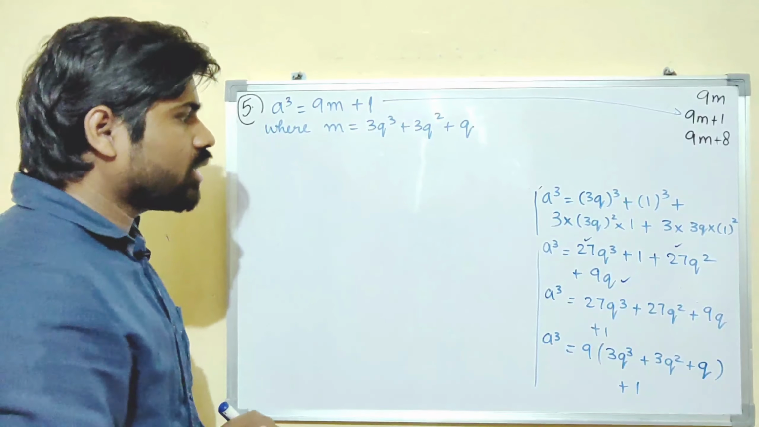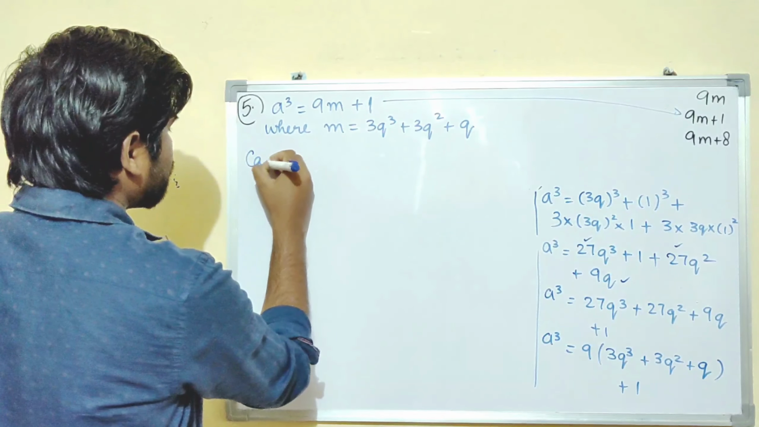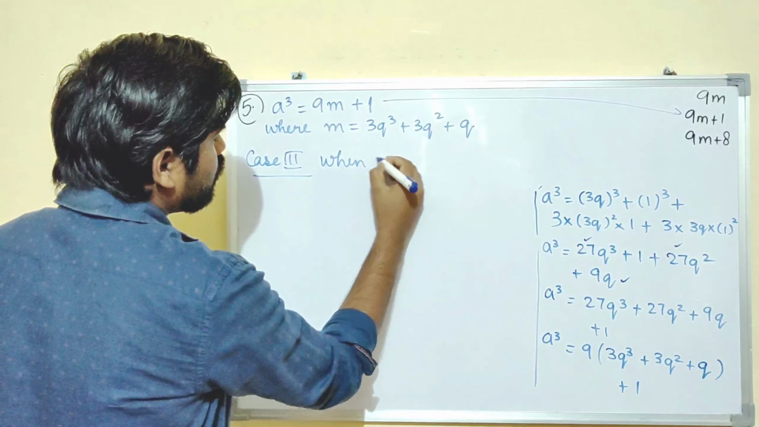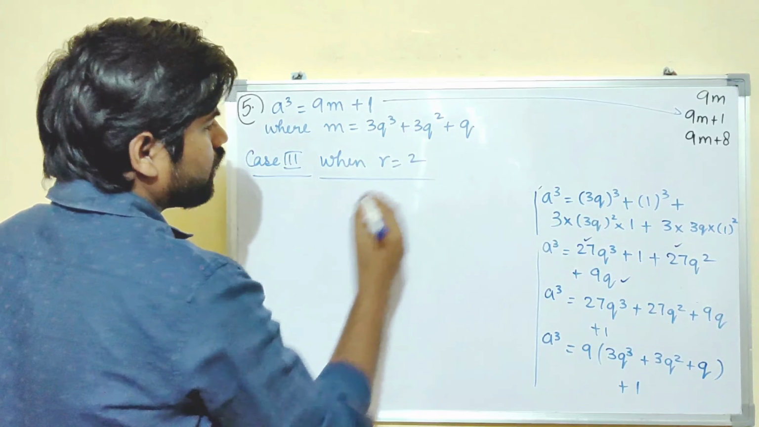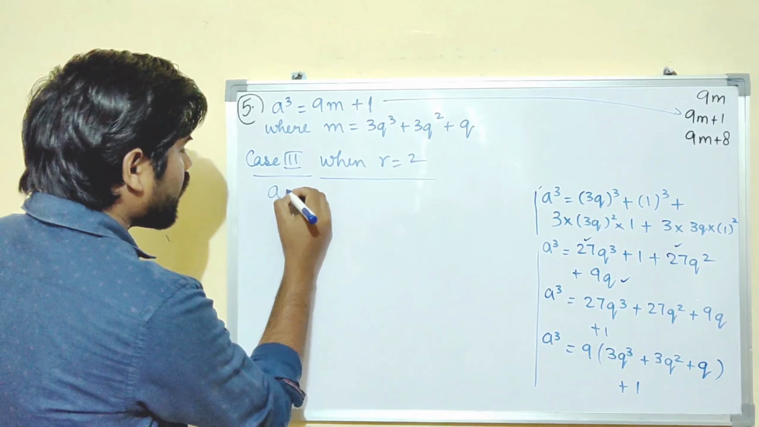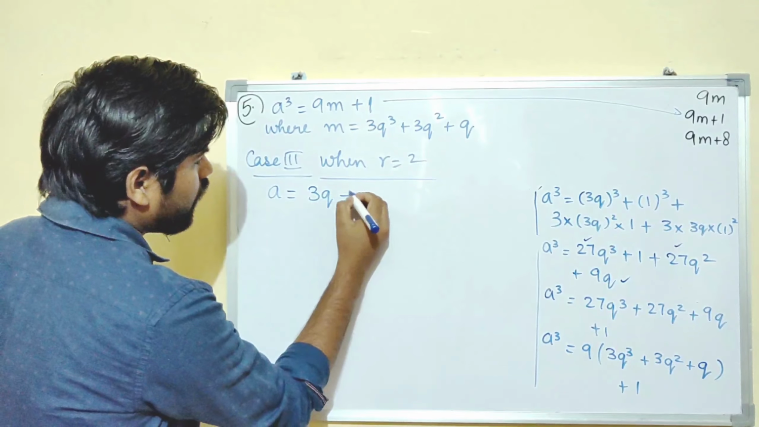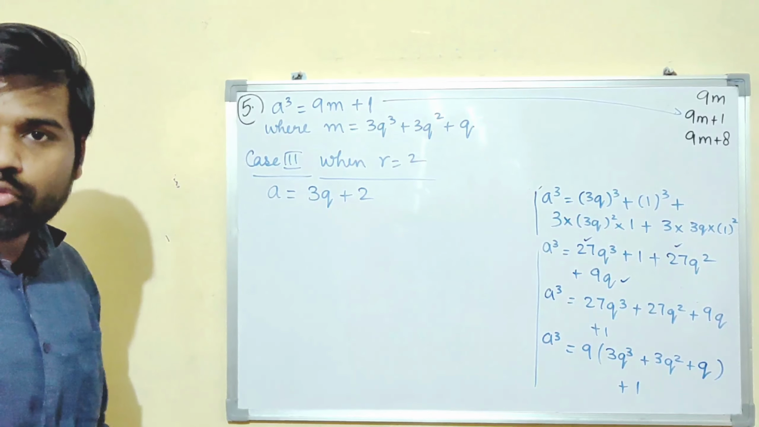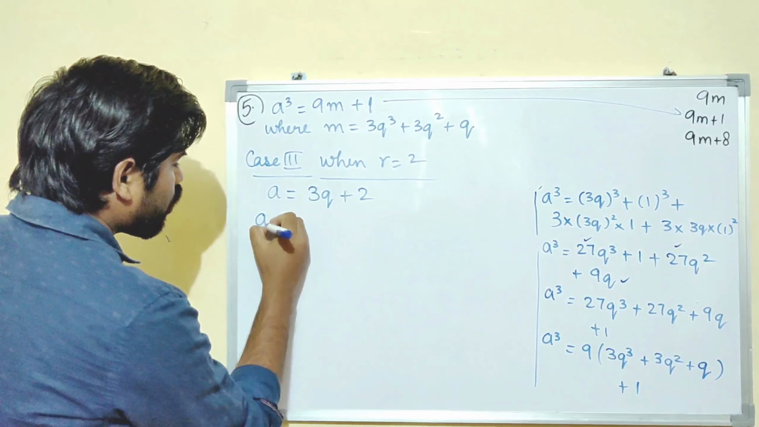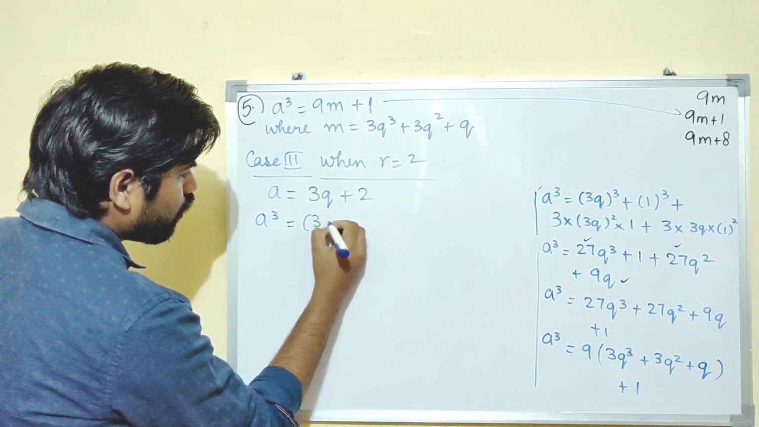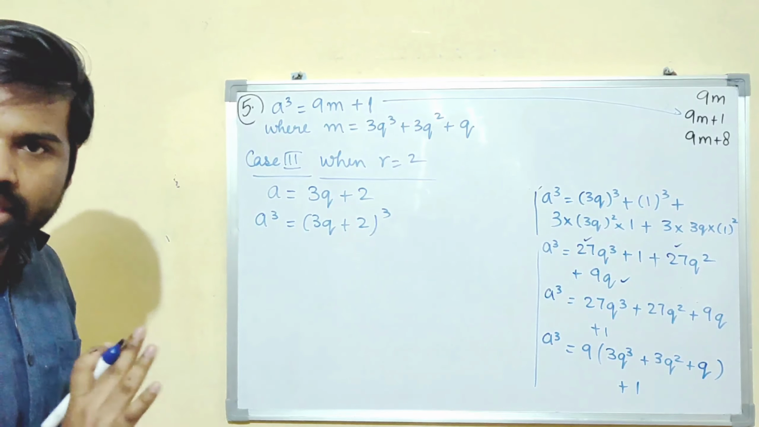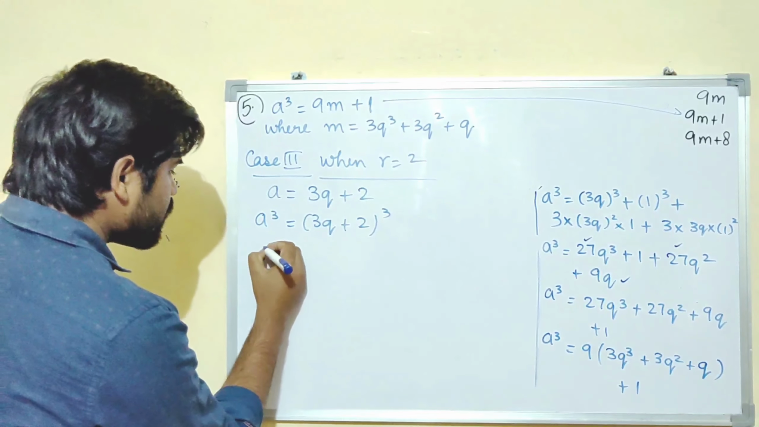Now let us see the third case. Case third, when r equals 2. This will be our last case, right? So your number will be a equals 3q plus 2. Now what we have to do? We have to cube both sides. a cube equals 3q plus 2 whole cube. The identity is same. Let us cube it.